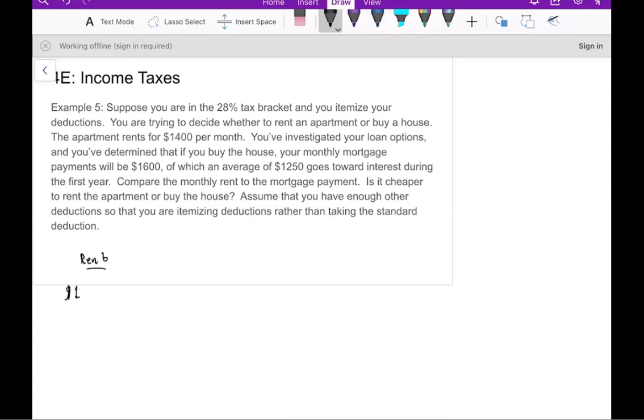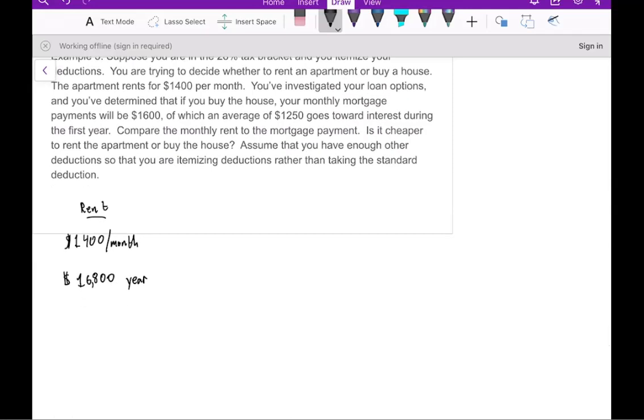So you're paying $1,400 per month. If I do 14 times 12, that would give me 168. So I'm paying $16,800 for the year to rent this apartment. Now, the problem with renting an apartment is that this doesn't help you in tax situations, right? So there's no tax deduction here.